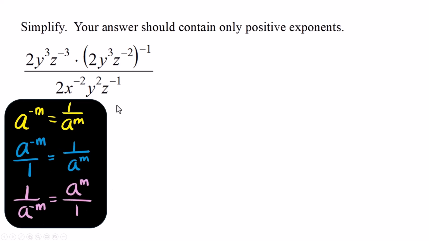And so for a problem like this, you have to recognize that this is also true. If you have 1 over a number raised to a negative exponent that's in the denominator, it's going to flip up to the numerator and become positive.